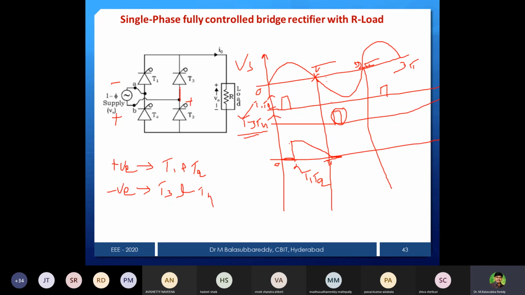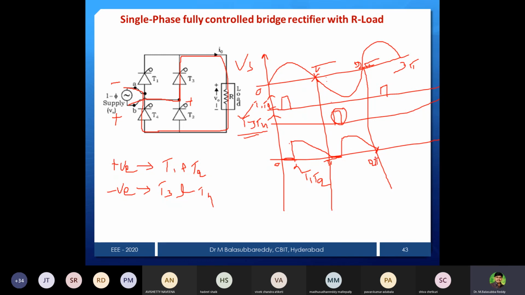It starts at T3, then it goes to the R load, then T4 to out. That means we started at plus, it goes like this. Then what is your output voltage? Same as the source. Then what is the source? You just draw the source voltage. That's it. And again, once it reaches 2 pi, what will happen?